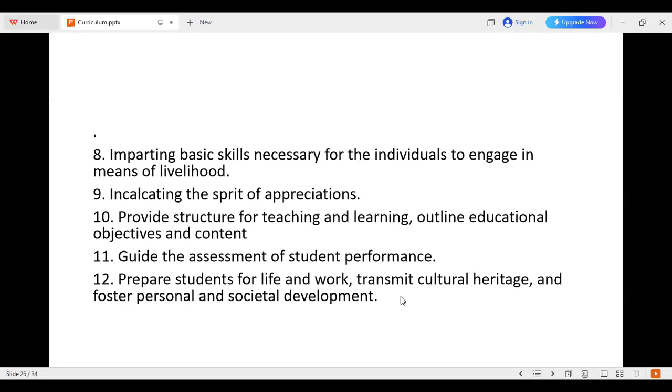Number 8, imparting basic skills necessary for an individual to engage in means of livelihood. To involve in day-to-day activities, we need some basic skills. To clean our clothes, to prepare meals for us, to keep our surroundings clean.